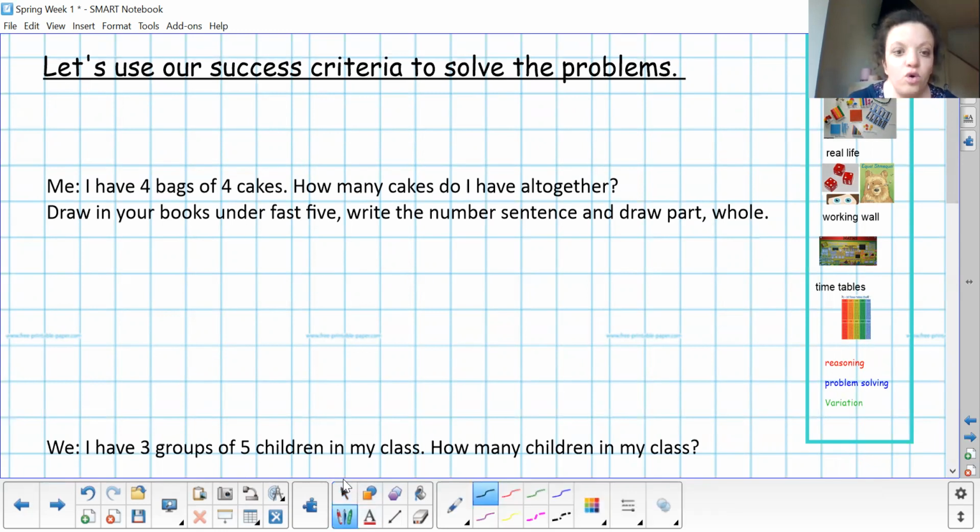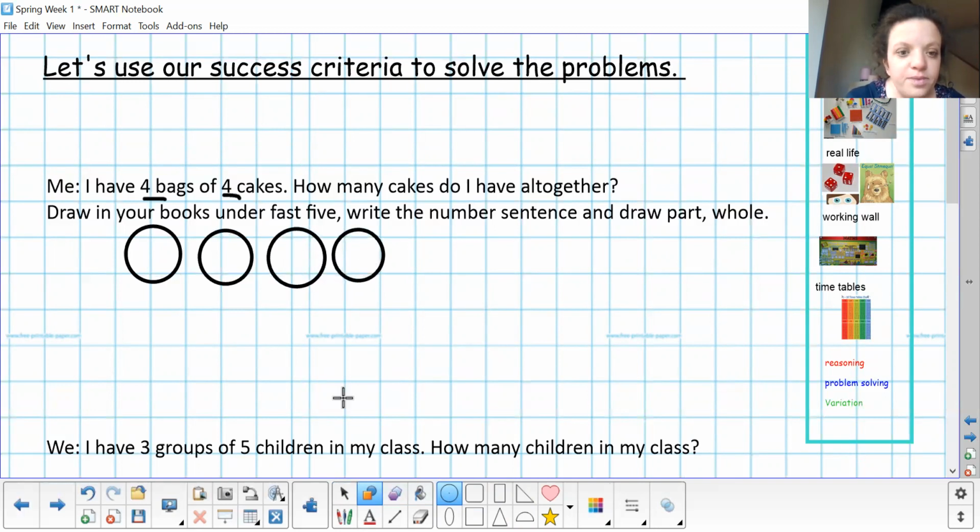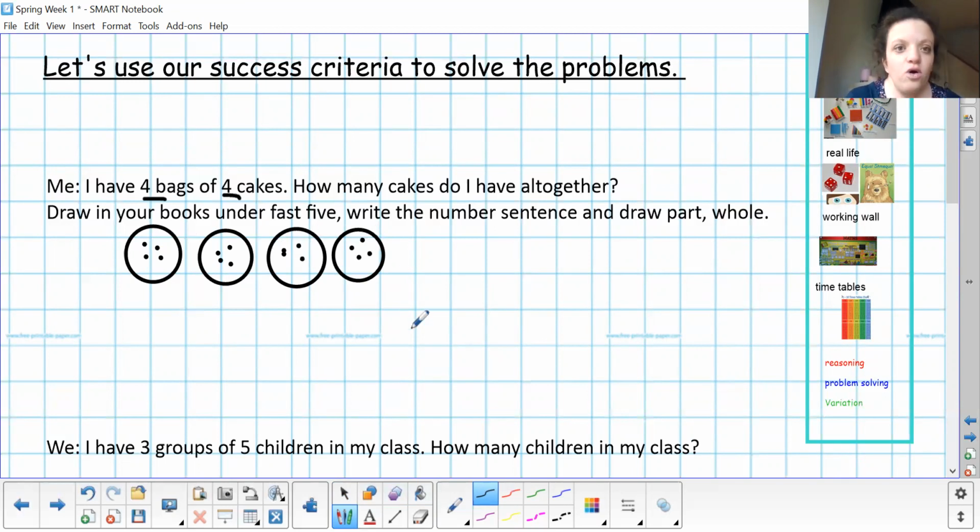So I've got 4 bags of 4 cakes. So my key numbers are 4 and 4. But am I adding them together, like I would 4 cakes add another 4 cakes? Or am I looking at groups of? Well, I've got 4 bags of 4 cakes, so it's looking at groups. So I'm going to draw my 4 bags: 1, 2, 3, 4. And in each bag, I'm going to put dots to show my cakes. 1, 2, 3, 4, 1, 2, 3, 4, 1, 2, 3, 4, 1, 2, 3, 4.